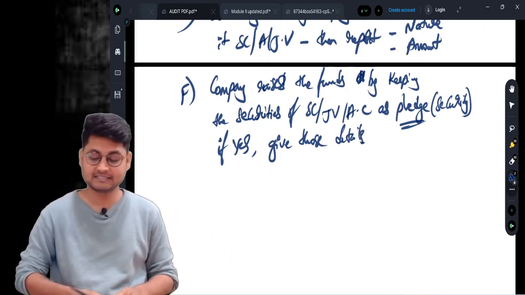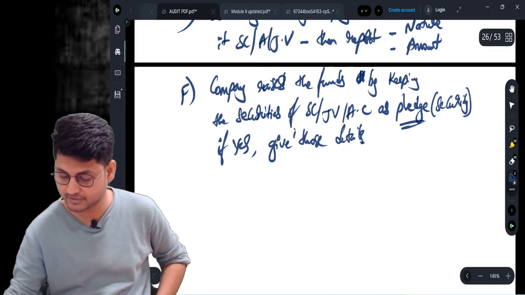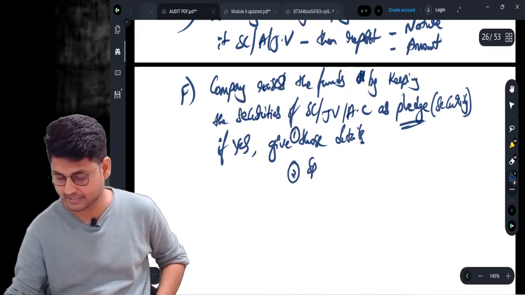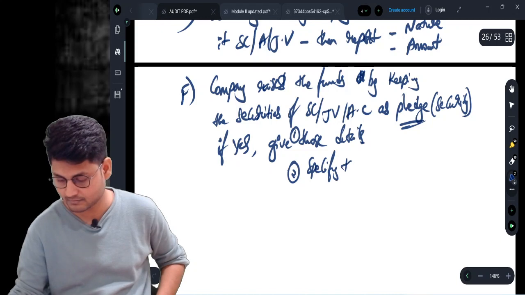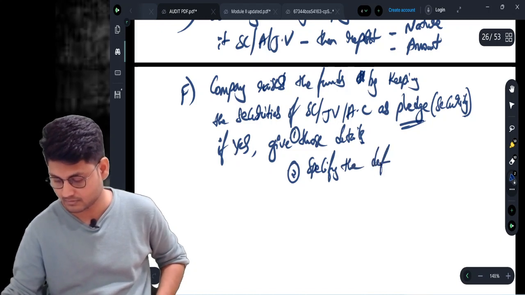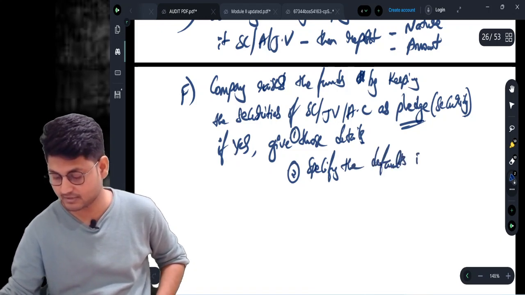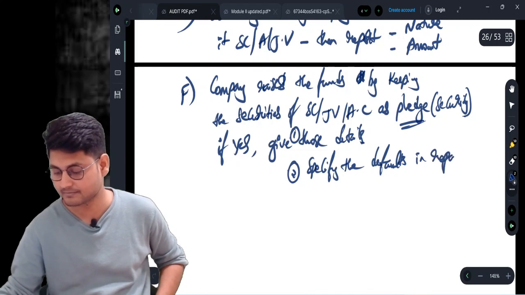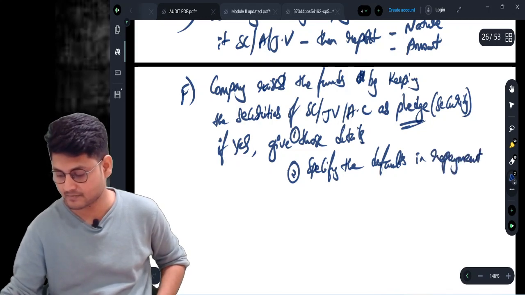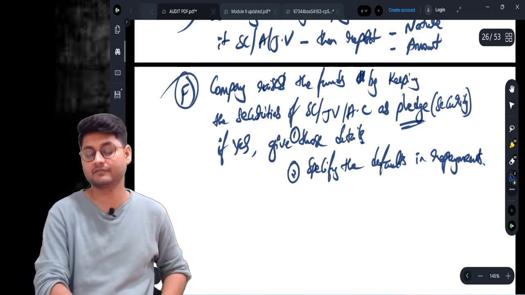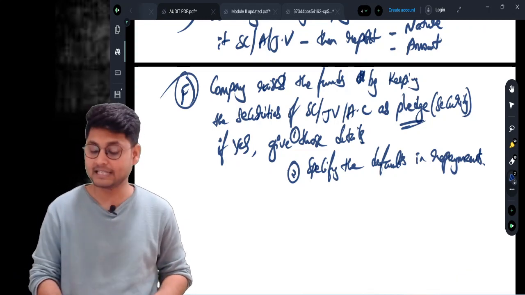And also write, is there any defaults? Give those details. Specify defaults in repayments. Okay, this is clause number F. With this we are done with clause number 9 also.